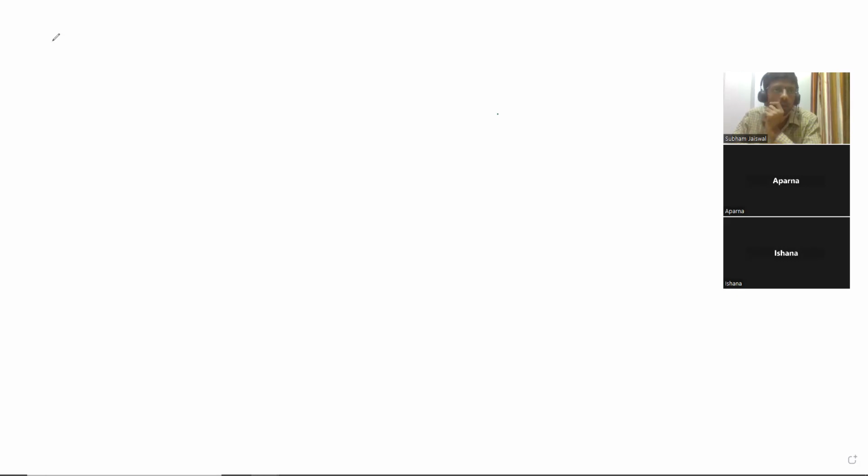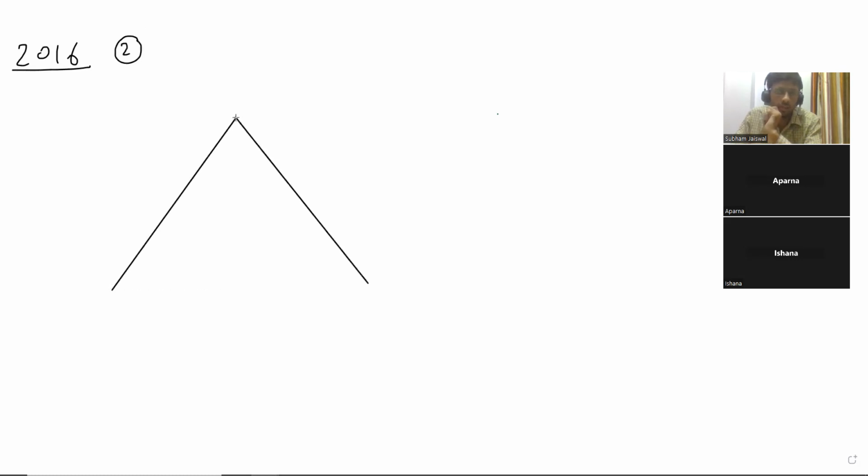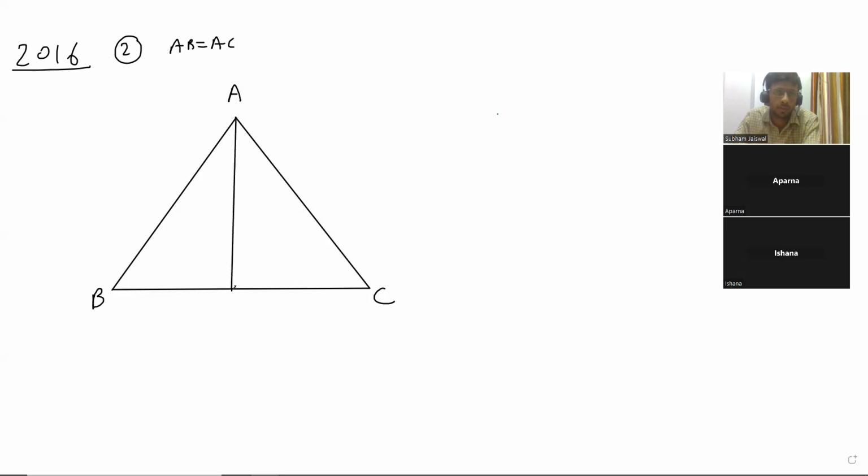In an isosceles triangle ABC, this is the 2016 question. So I'm drawing the triangle. Then AB is equal to AC. The bisector AD of angle A meets the side BC at D.